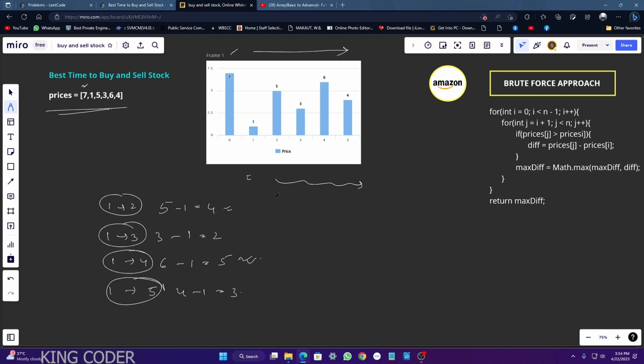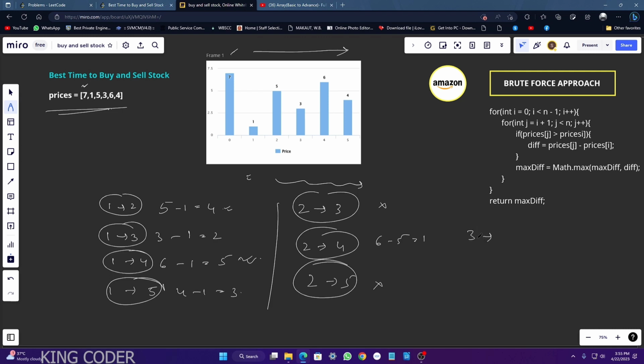Now let's check for day 2. If we buy on day 2 and sell on day 3, if we buy on day 2 and sell on day 4, and if we buy on day 2 and sell on day 5, what will we get? If we buy on day 2 and sell on day 3, we will have a loss, so we will not consider this. We will consider selling on day 4 because it is 6 minus 5 is 1, and we will not consider day 5. Let's check if we buy on day 3 and sell on day 4, we will get a profit of 3. If we buy on day 3 and sell on day 5, we will get a profit of 1. For day 4 we can only sell on day 5, so we will get a loss, so we don't consider this.